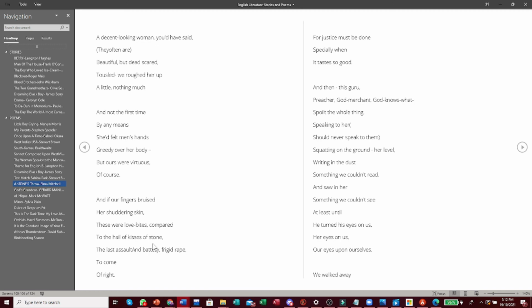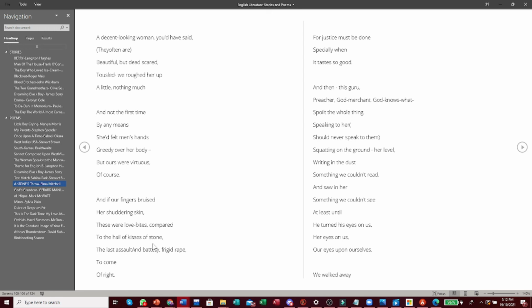So they're basically saying, this is nothing. What we're doing to you now, bruising your skin, tussling you up, throwing you on the ground, this is nothing. This is love bites compared to when we're gonna stone you. Hail of kisses of stone. Another allusion to adultery and sex, and also a jab at the woman, saying these are love bites compared to the hail of kisses of stone.